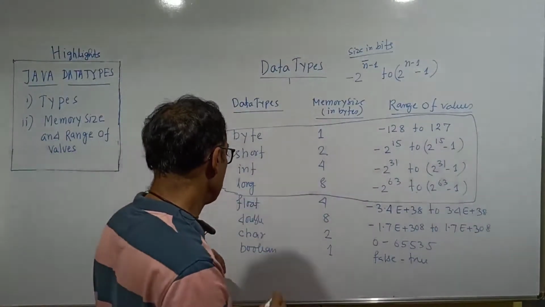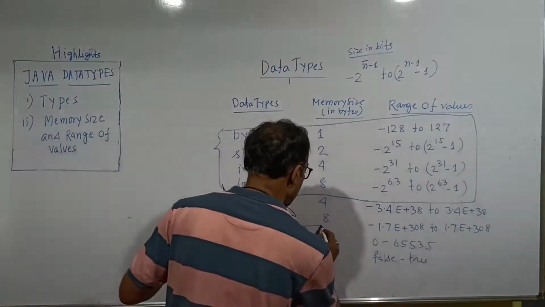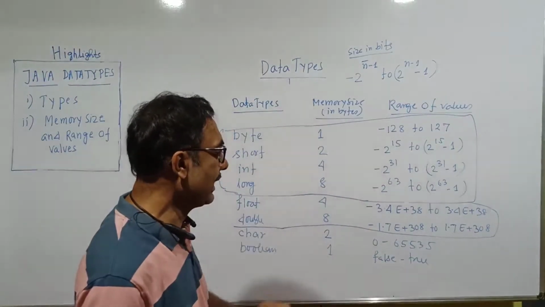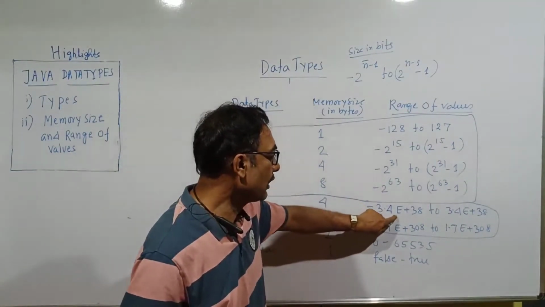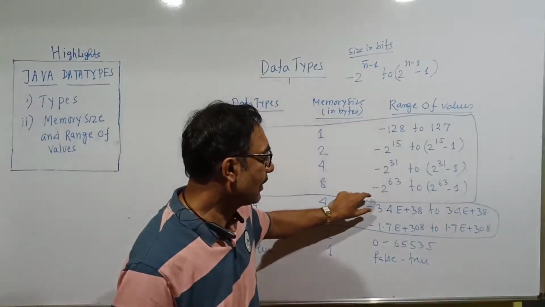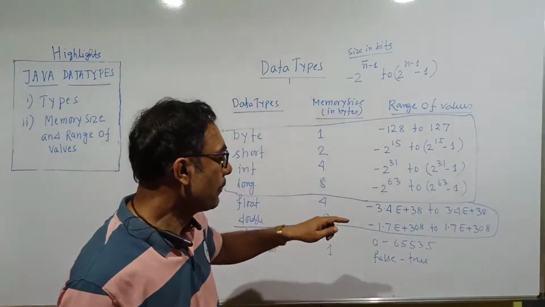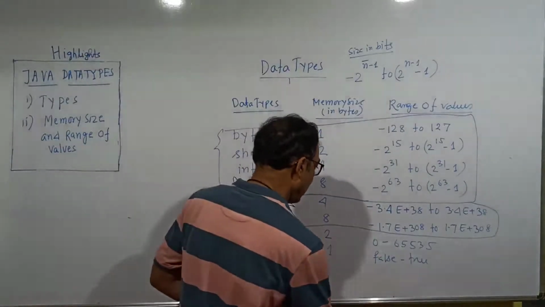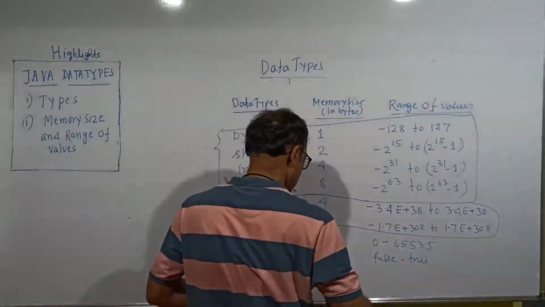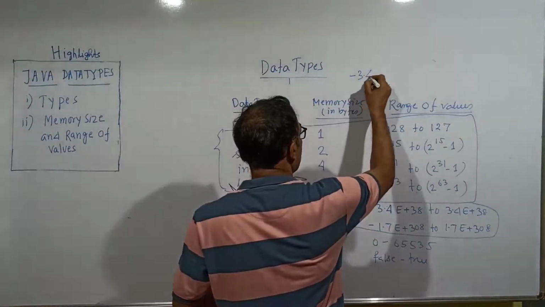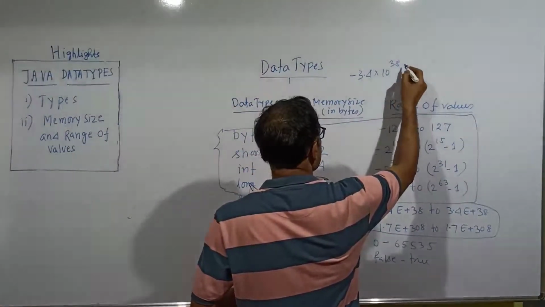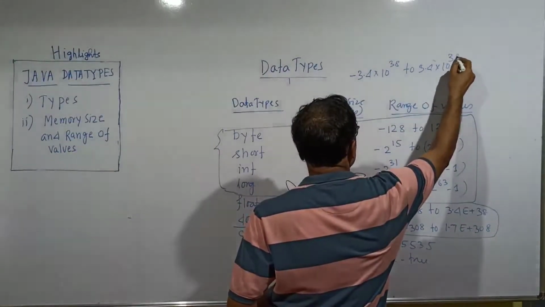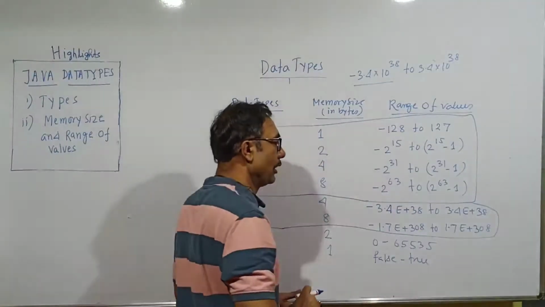Come to the floating point. So we have got two types of floating point numbers, and it is float and double. Regarding the range, it is minus 3.4e plus 38. So what is the meaning of this value? This is given in scientific notation. So minus 3.4e means it is minus 3.4 into 10 to the power 38 to 3.4 into 10 to the power 38. So this is the meaning of this particular notation.